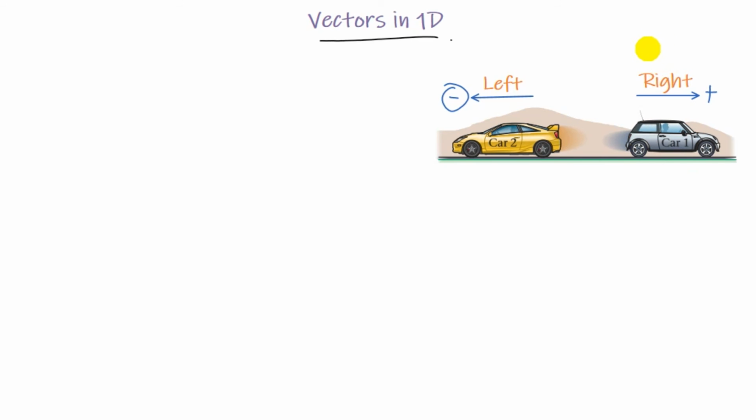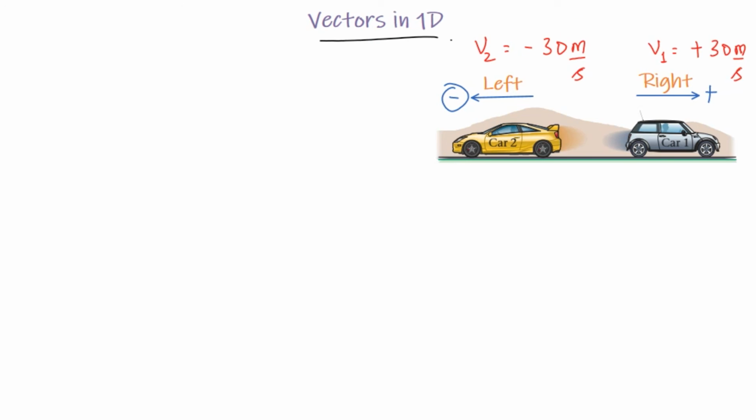So the velocity of car 1 will be equal to plus 30 meters per second. We have taken a plus sign here because it is moving to the right side, and this positive sign denotes that the car is moving to the right side. Now here we're going to write velocity v2 as minus 30 meters per second. Why are we writing minus? Because it is traveling to the left side. So this is the way we represent vectors in 1D.